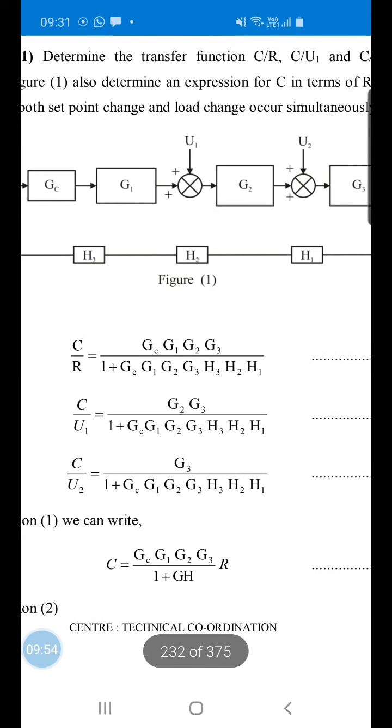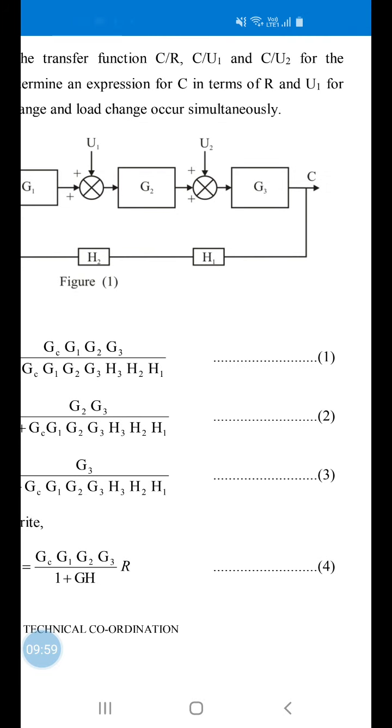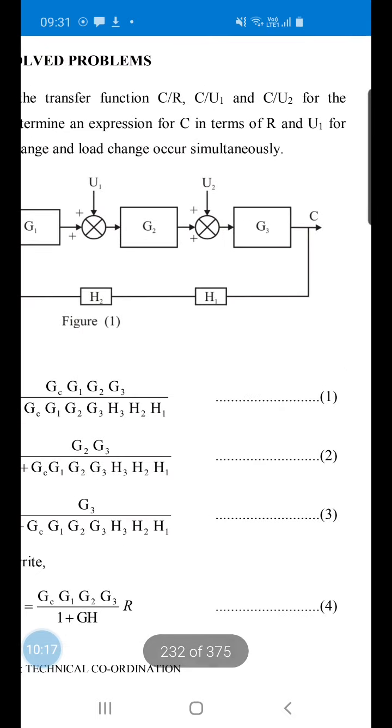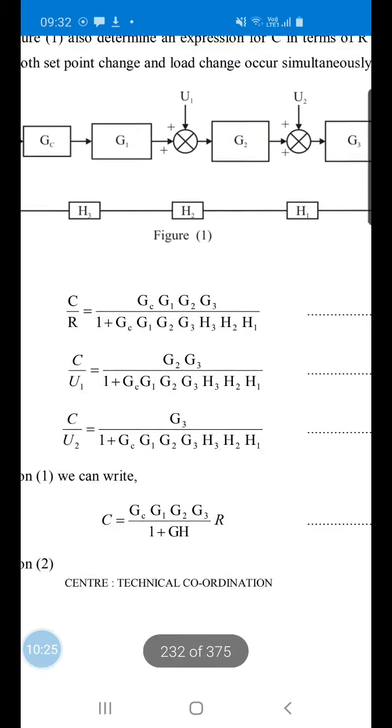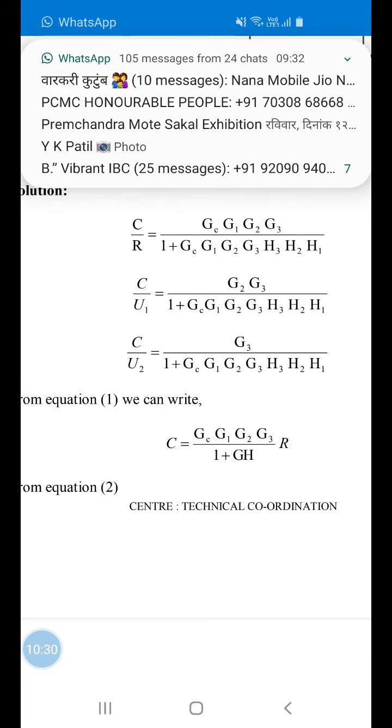You will understand now. C by U1, what will be C by U1? C and U1, these are the two terms. Take the transfer function between only these two variables. So there are only two blocks, G2 and G3. So C by U1 is G2 G3 upon 1 plus the product of all the transfer functions. You will understand. C by U2. What is C by U2? Take the transfer function between C and U2. It is only G3. So C by U2 is G3 upon 1 plus GC G1 G2 G3 H3 H2 H1.